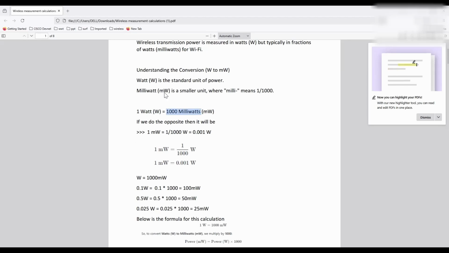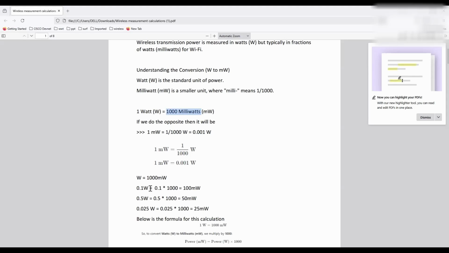If you take 1 watt and you cut it into 1000 pieces, that is 1000 milliwatts. Now if you want to do it the opposite way, when you combine 1000 milliwatts, it becomes 1 watt, right? So that's why you need to divide when you are going from milliwatt to watt, and when you go from watt to milliwatt, you need to multiply it by 1000 times.